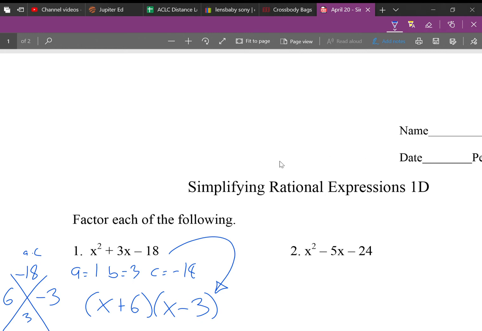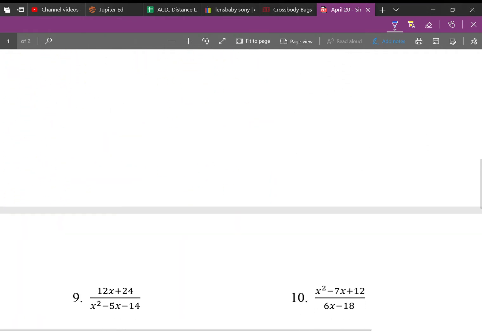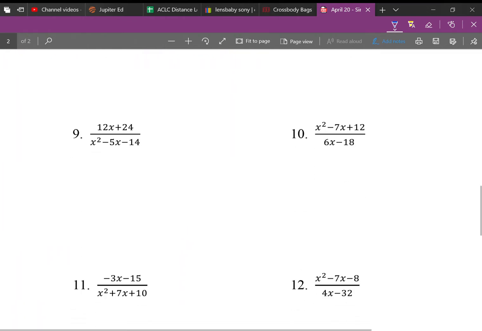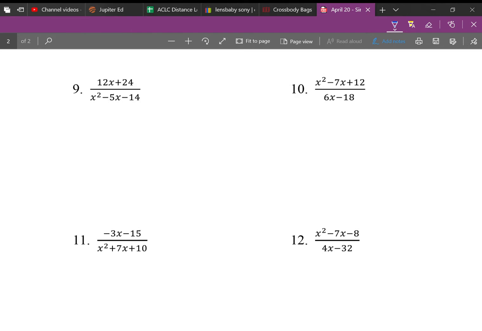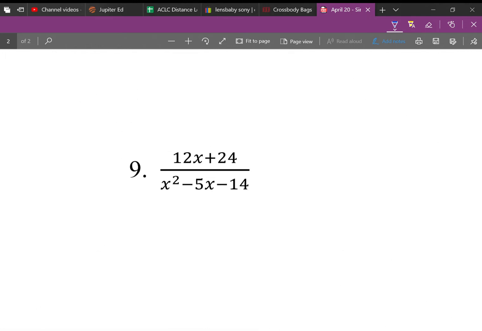Morning, guys. So we are still working on simplifying rational expressions 1D, and we've already done 1 and 5, so I'm going to jump down to the second page, problem 9. Now 9 through 12 are all the same type of problem, where we have an unfactored binomial and an unfactored trinomial. So we need to factor both.